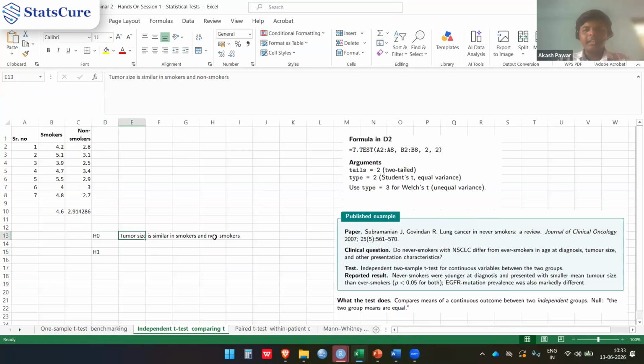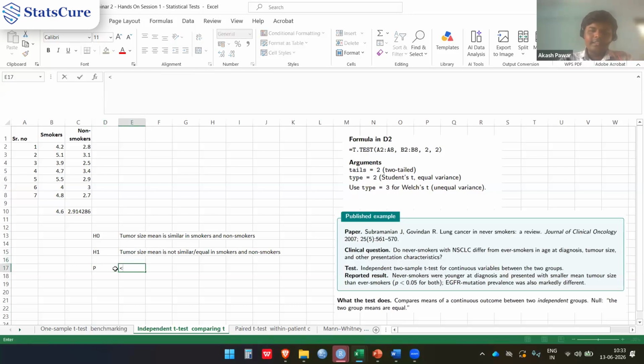Yeah, so H0 is what? Tumor size is similar in smokers and non-smokers. Similar, we may say, or tumor size mean, we can say for now. Tumor size mean is similar in smokers and non-smokers. H1, what will it be? Opposite, right? So H1 will be tumor size mean is not similar. You can write any kind of similar, not equal, right? In smokers and non-smokers. So what happens when p-value is less than 0.05?